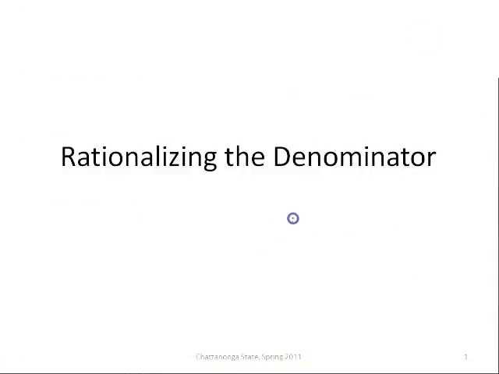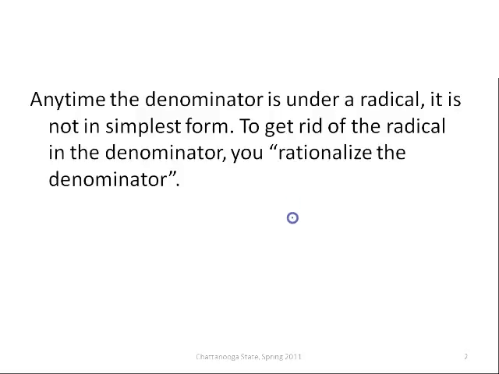Rationalizing the denominator. Anytime you have an expression in which the denominator is under a radical, it is not considered to be in simplest form. To get rid of the radical in the denominator, you go through a process that we call rationalizing the denominator. That means we want to make it a rational number. Okay. Now, let's look at a few problems where we see how to do this.